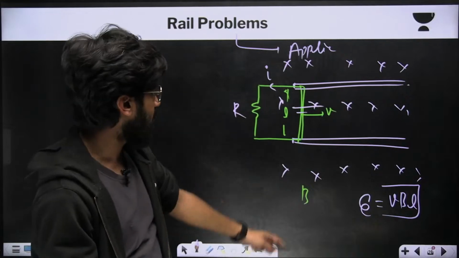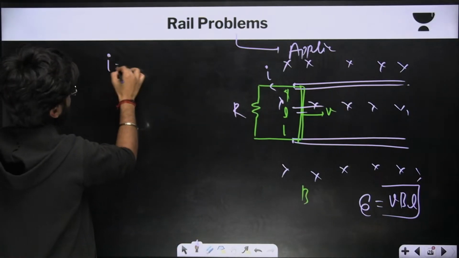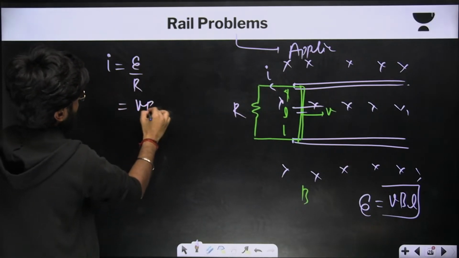Now since the motional EMF of VBL is being produced, we can simply write the current flowing through this particular resistor is equal to E upon R, meaning VBL divided by R.